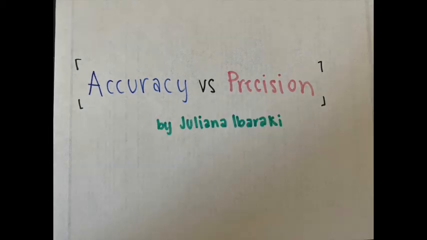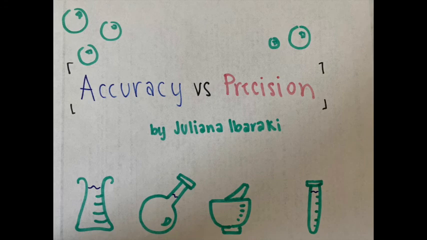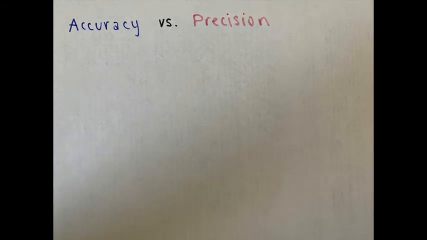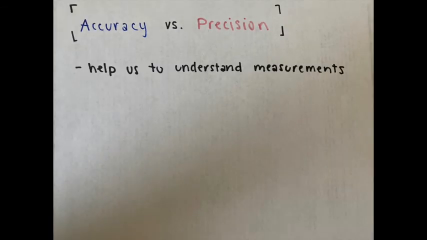Hi everyone, my name is Juliana and today I'm going to be talking about the difference between accuracy and precision and how we can use it in chemistry. It is important to recognize the difference between accuracy and precision because it helps us understand the measurements we take when we are doing chemistry.